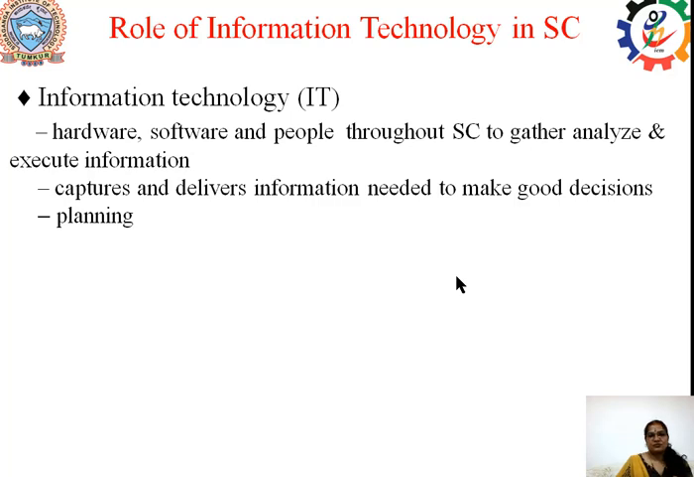Hardware, software, and the people who gather the information, analyze it, and execute it, put together, is called IT. They capture and deliver the information needed to make good decisions. They pass it on throughout the supply chain in real time itself. So IT helps in planning, to start with, and later execution and decision making, everything is possible.